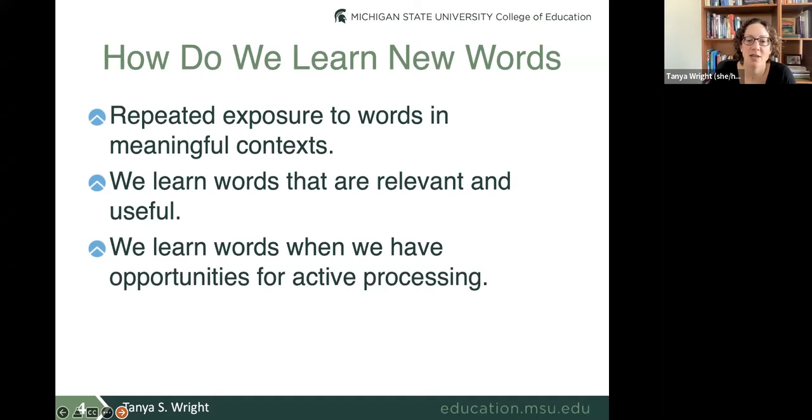So this is thinking and talking about the meaning of words. So this might be things like comparing and contrasting the meaning of different words, attempting to use those words in our speech, examples of words, applying the words to exploration activities that might be going on in school and beyond. So any of those things help us to learn words.